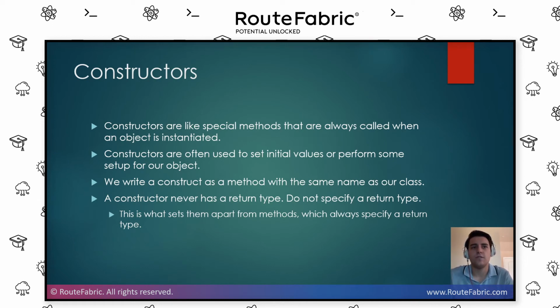So in Java, we would write our constructor as a method with the same exact name as our class. So if we have a class called Dog, our constructor would have to be called Dog as well. That's how the JVM knows, hey, this is a constructor right here.